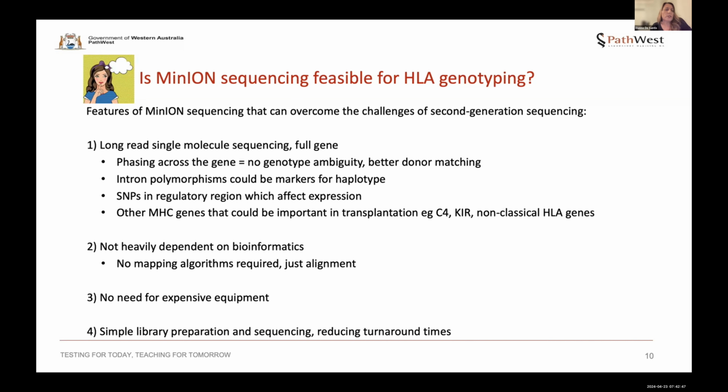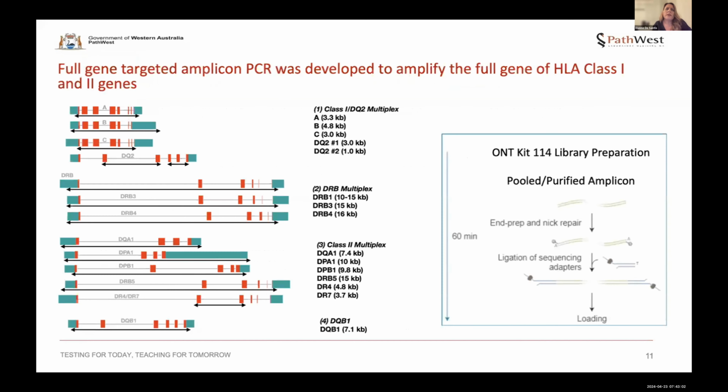This technology was not heavily dependent on bioinformatics, so there were no mapping algorithms required, just alignment, no need for expensive equipment, and the library preparation and sequencing was quite simple and therefore reduced the turnaround times for HLA typing. So at that time, there really wasn't any commercial assay that amplified the full gene. So we developed our own in-house targeted amplicon PCR assay.